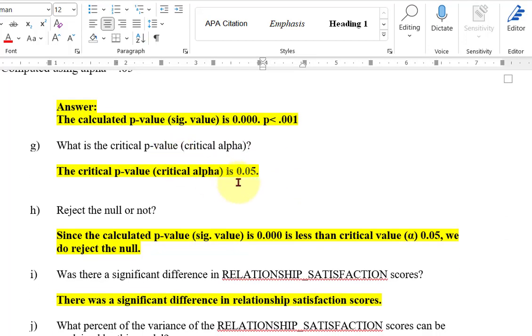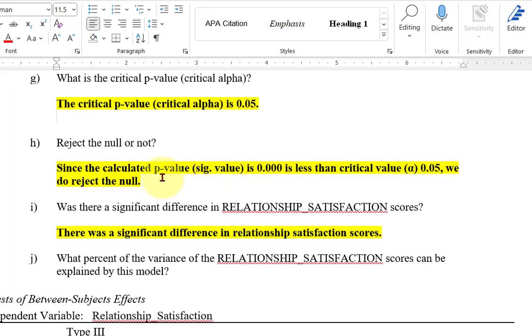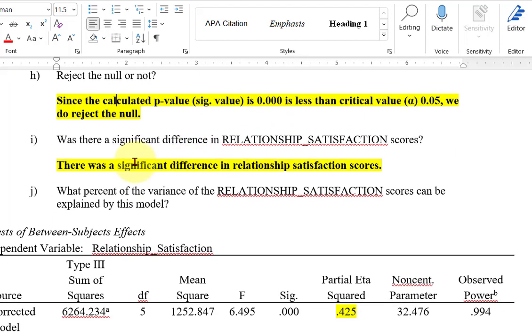And critical p-value is always, again, so many of you guys missed this one. Don't ever miss it again. And yes, we reject the null. Was there significant difference in relationship? Yes, there was. What was the effect size?